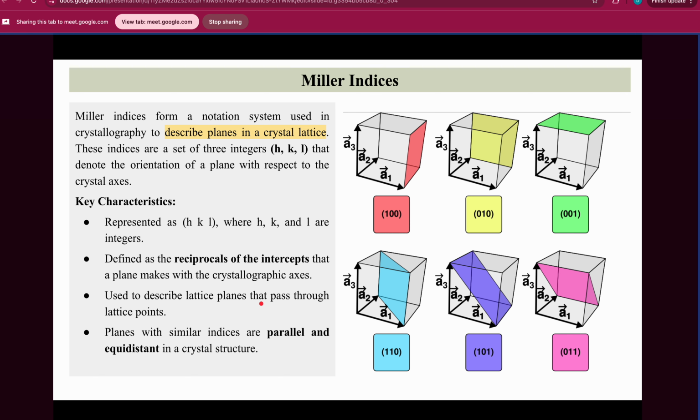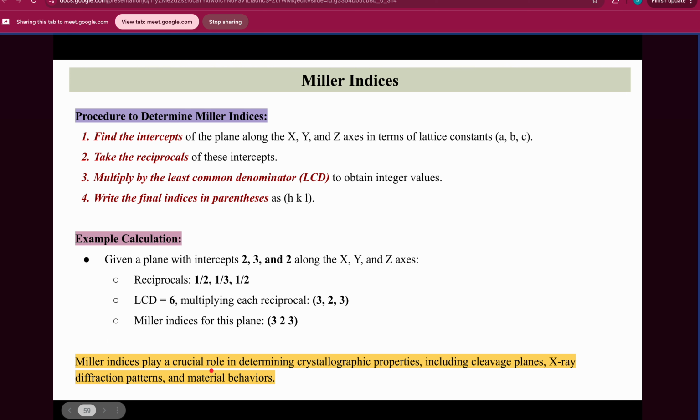It is used to describe the lattice planes that pass through the lattice points. These are the lattice planes which are passing through these lattice points. So this is the lattice point. And planes with similar indices are parallel and equidistant in the crystal structure. Now I'll show you how we calculate it.